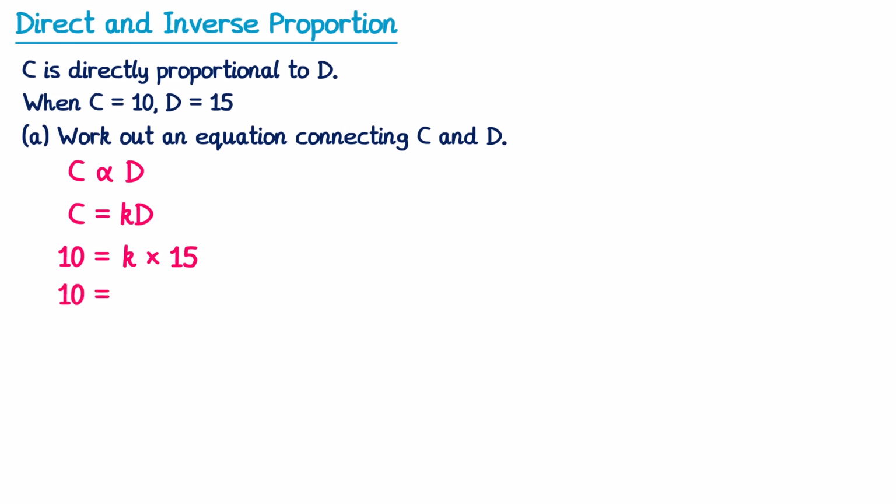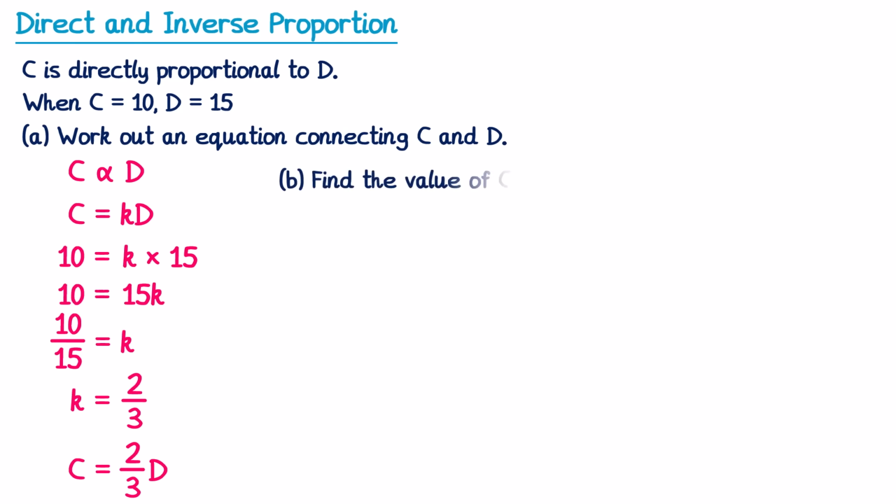This gives us 10 equals 15K, and to find the value of K, you divide both sides by 15. If you divide the left by 15, you get 10 over 15, and if you divide the right by 15, you get K. So K is equal to 10 over 15, which simplifies to 2/3. So now that we've found the value of K, we can rewrite this here, but substitute in the value of K. So C equals 2/3 of D. So that's the equation connecting C and D.